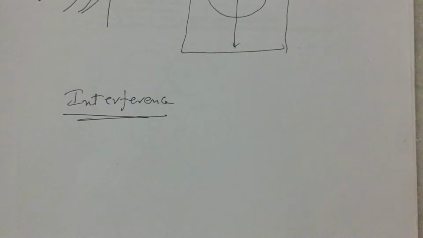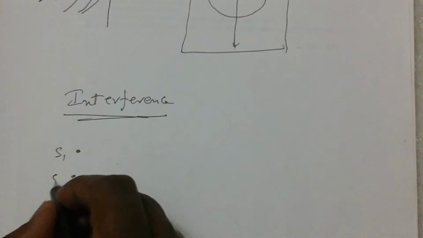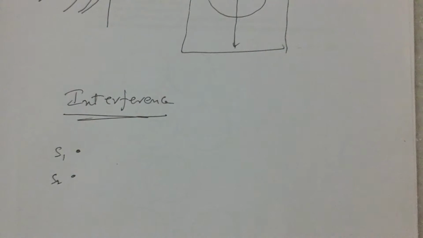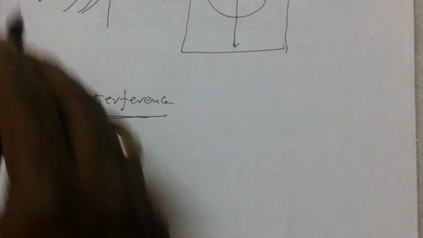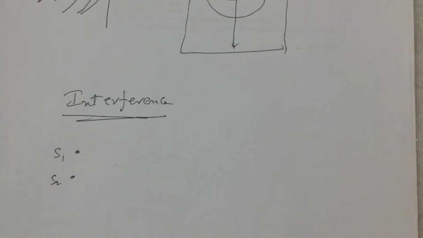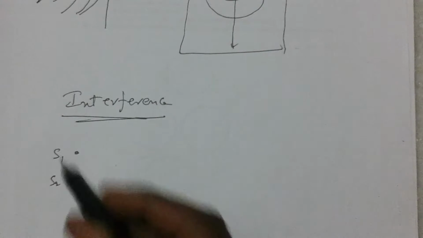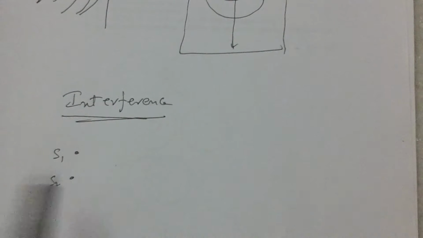If you want to discuss interference, we have to take two coherent sources, S1 and S2, not a single source. Here we had a single source, but here we should have two different sources. They should be coherent, meaning they maintain a constant phase and the same, or nearly equal, frequency. Then they are called coherent sources.